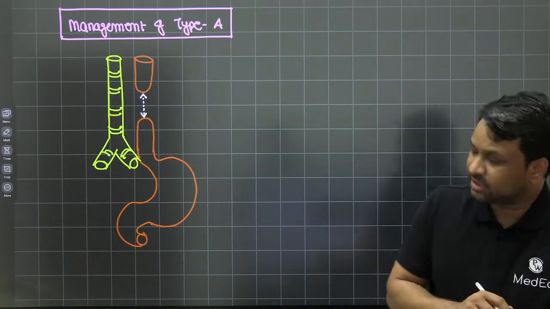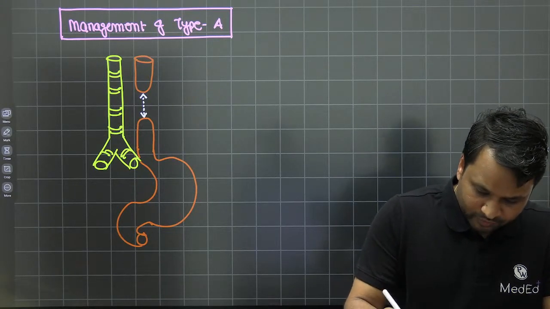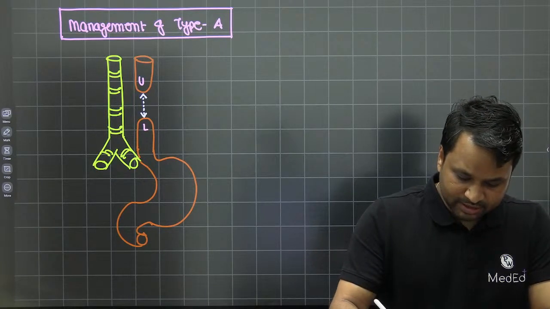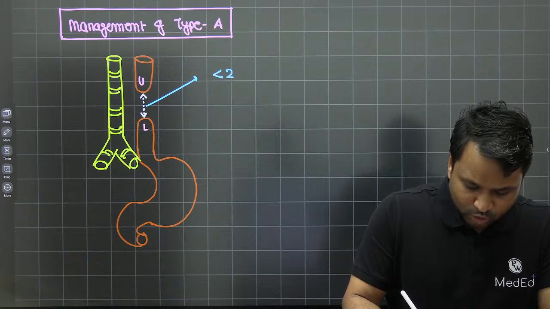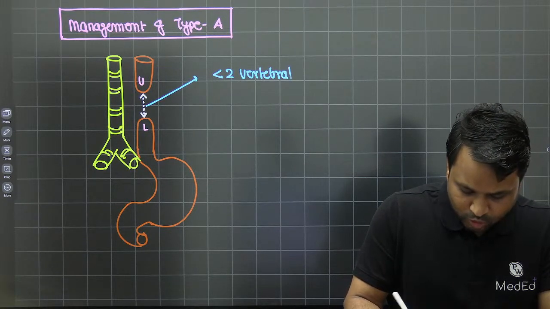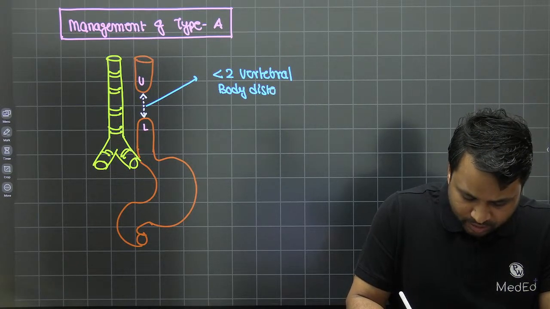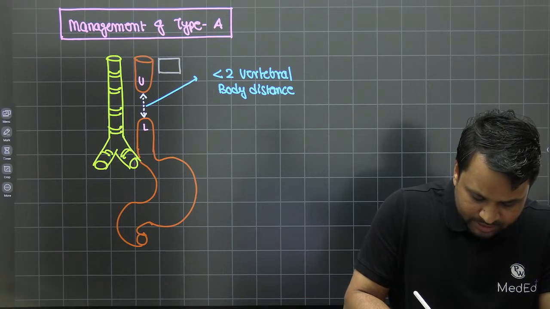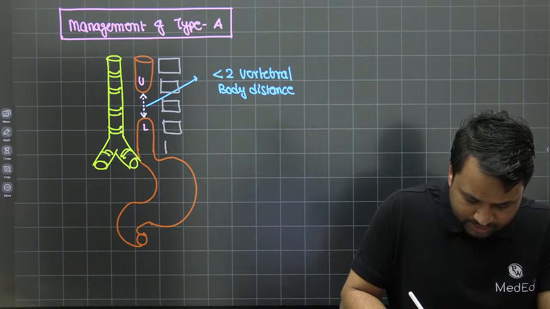You have to see the distance between the two segments, that is your upper esophageal segment and the lower esophageal segment. Now, if this distance is less than 2 vertebral body distance, what do we mean by this? When you take the X-ray, you will see the vertebral shadows are going to be present here.